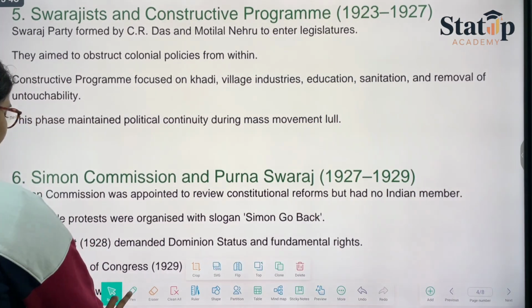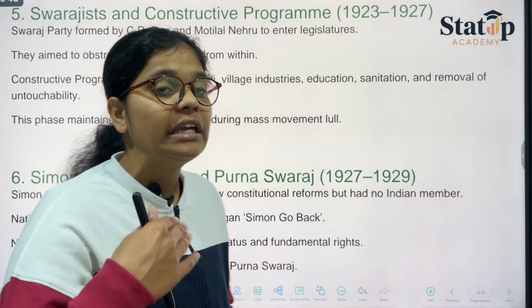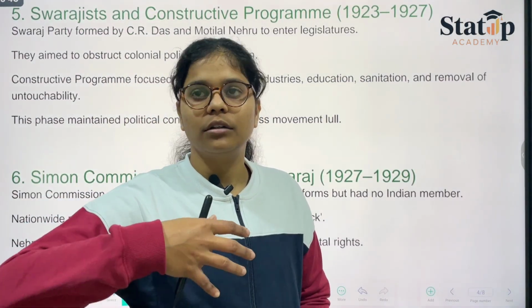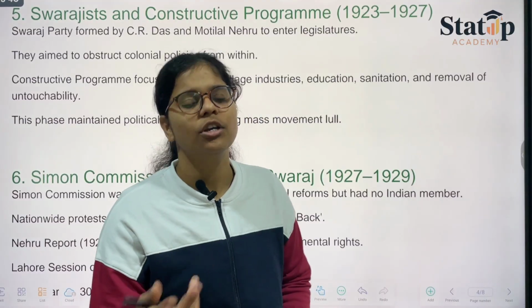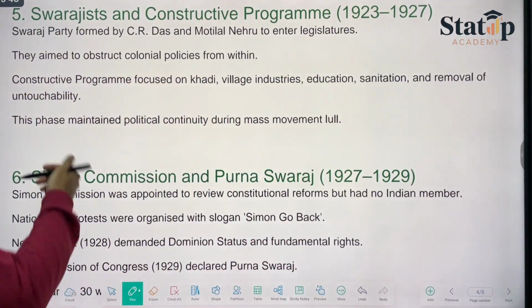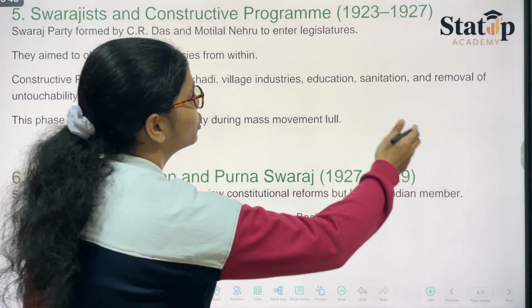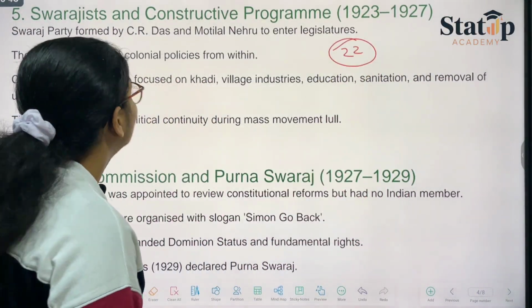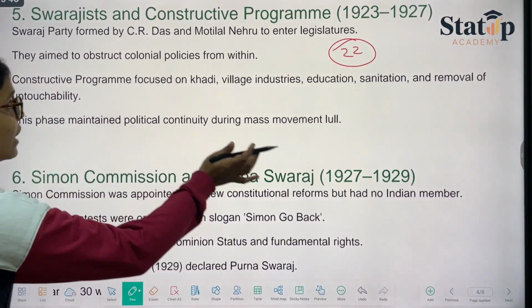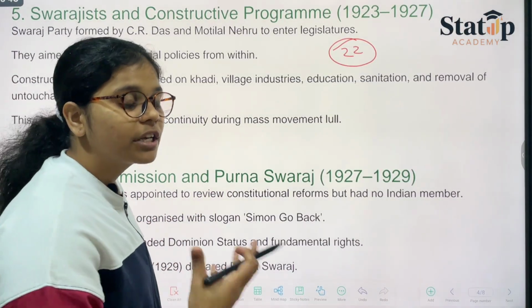Then we have the Swarajist and constructive program. स्वराज चाहिए हमें. We need our own kingdom. ठीक है, हमें खुद का राज चाहिए, तो that refers to Swaraj. So that says constructive program. It started in 1923 to 1927, क्योंकि 1922 में आप पढ़ के आए हो क्या? चौरी चौरा मूवमेंट. स्वराज पार्टी बनाई गई. किसने बनाई थी? सी आर दास ने, मोतीलाल नेहरू जी ने. लेजिस्लेचर की तरफ मूव कर रहे थे.